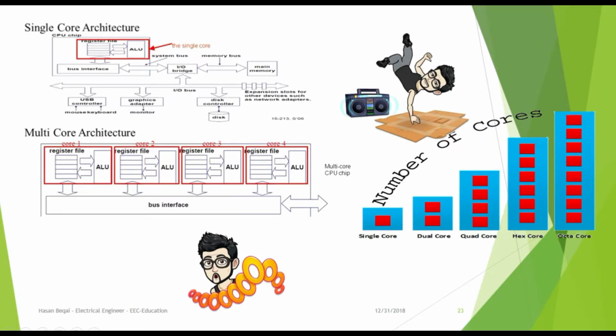The terms single, dual, and quad core refer to the number of cores inside the computer, so dual indicates that there are two CPUs inside the computer, and hex indicates that there are 16 CPUs inside the computer.